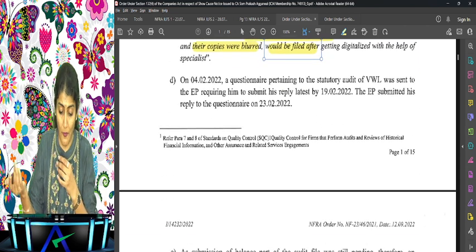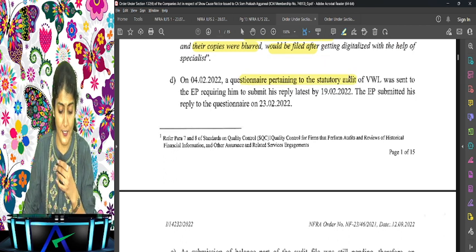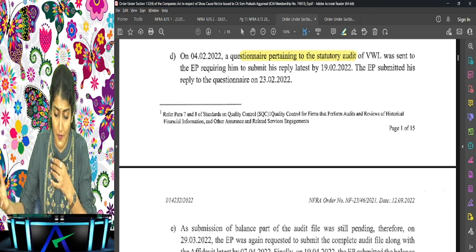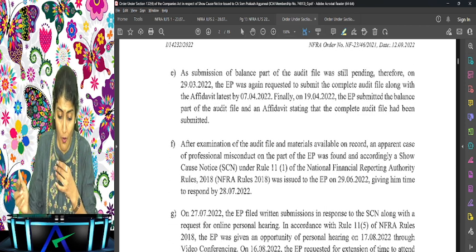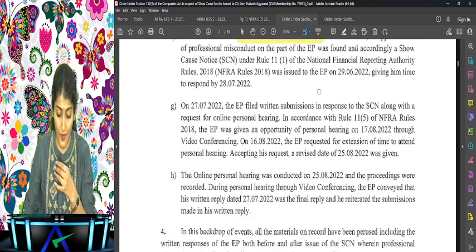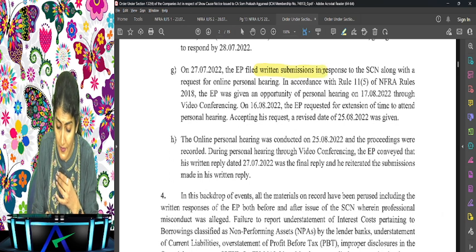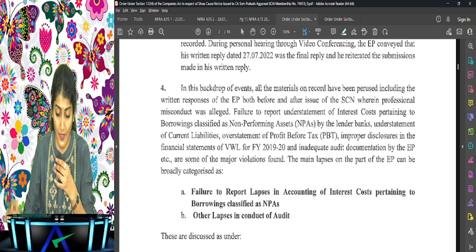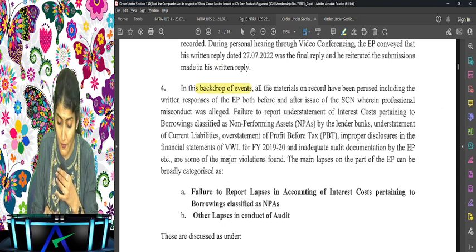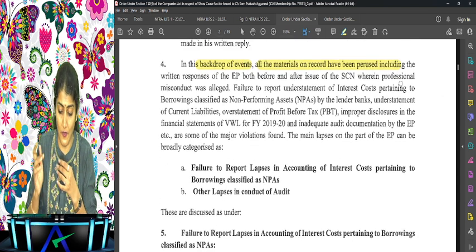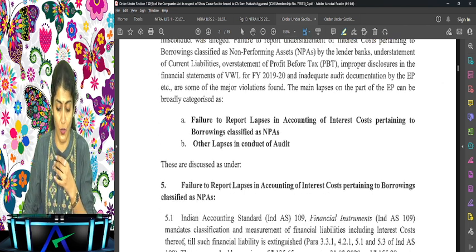Right, on 4th of February, a questionnaire pertaining to the statutory audit was sent to the engagement partner, requiring him to submit his reply latest by a given date. Also, he was again requested to submit the balance part of the audit file. After examination of the audit file and material, the EP filed written submissions in response. Then the online personal hearing was conducted, and in the backdrop of the events, all the materials on record were perused, including the written responses before and after the issue of the show cause notice.